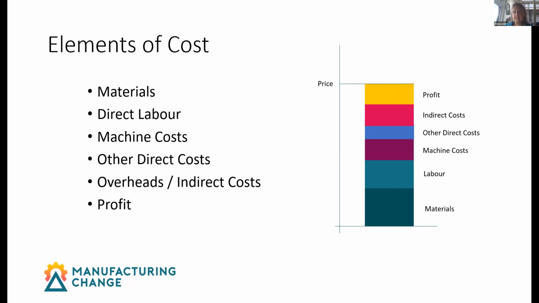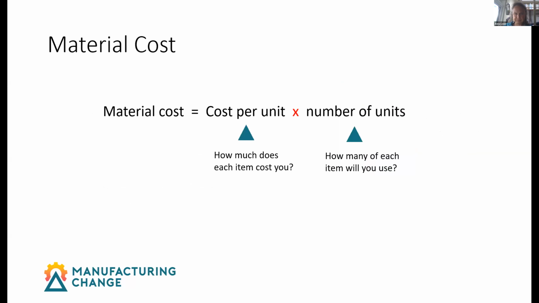And basically the idea is to stack up all of these different elements of costs, including whatever profit you need to make, and come out with a price that you can quote to a customer. So we're starting off with the material cost. Now, for each material cost, there are two elements to it. There's the cost per unit and the number of units. Sounds really simple, but there are a couple of pitfalls with each that I just want to point out.